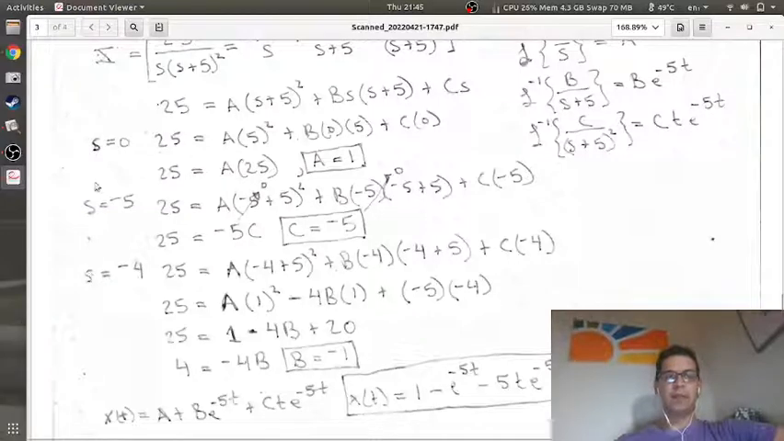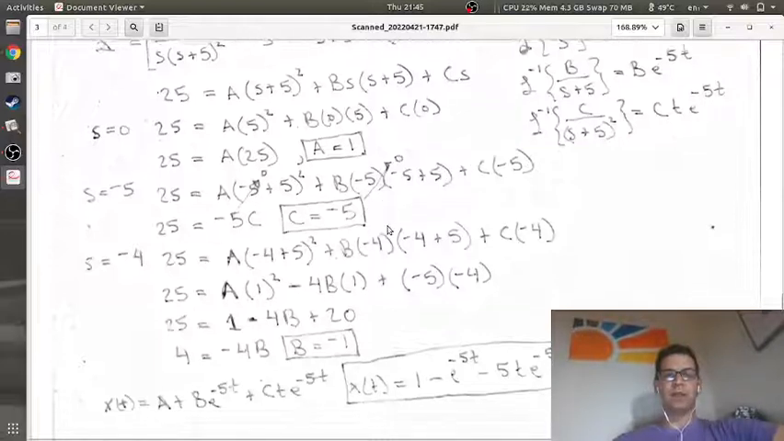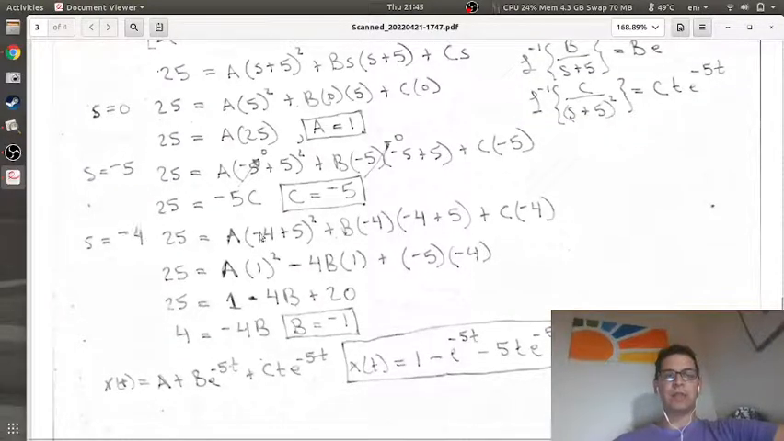s here is an independent variable, and so what you can do is plug in s equals 0. If you do that, the latter 2 terms drop out, and you get A equals 1. If you plug in s equals negative 5, the first 2 terms drop out, and then you get C equals negative 5. And finally, I plugged in s equals negative 4 because negative 4 plus 5 is 1, and that's an easy equation to solve, and you get B equals negative 1.